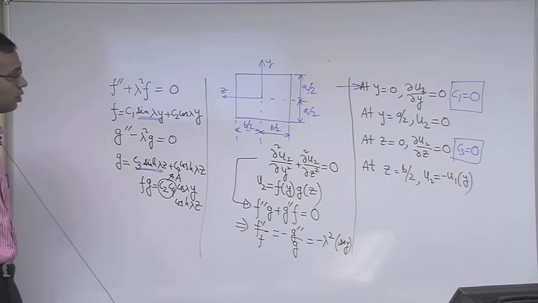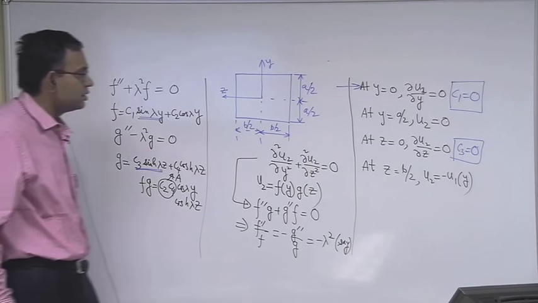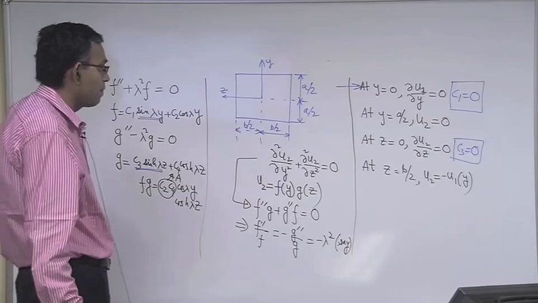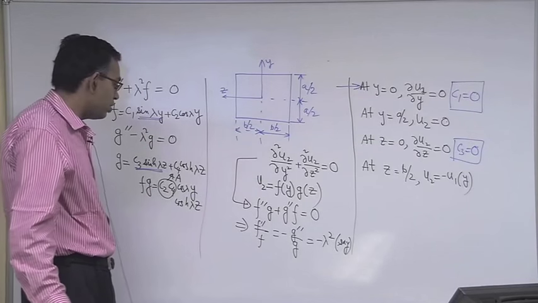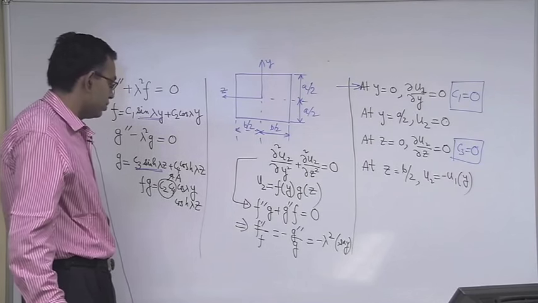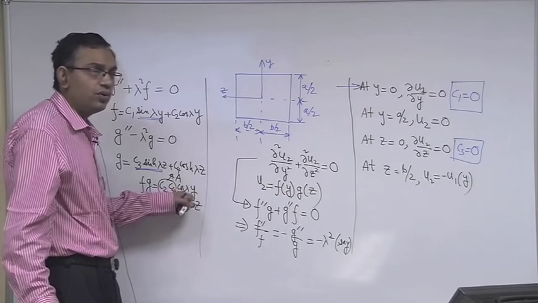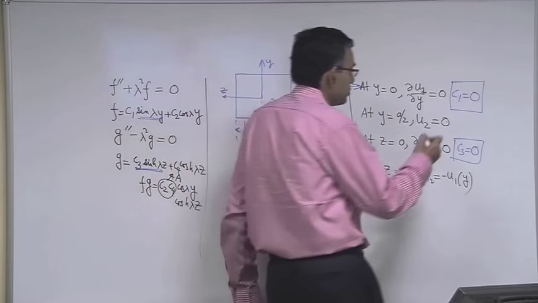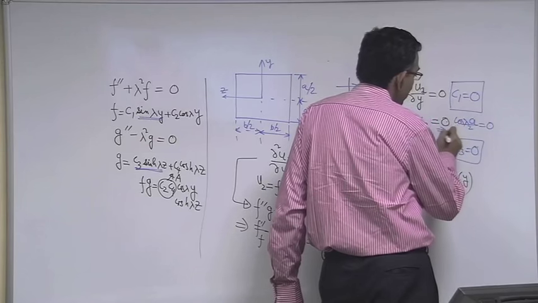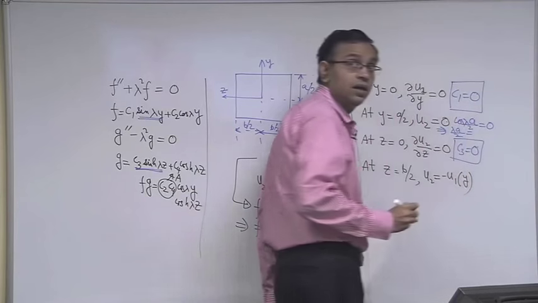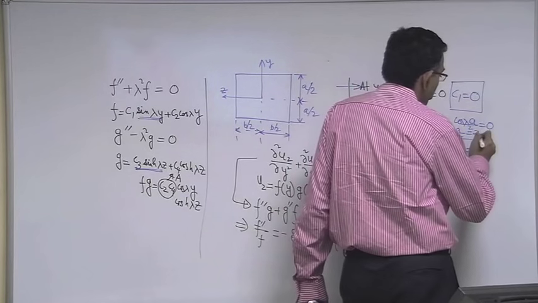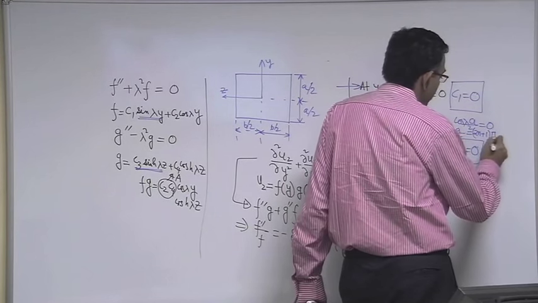Now, you have at y equal to a by 2, u 2 equal to 0. So, we apply the second boundary condition. At y equal to a by 2, u 2 equal to 0, that means cos lambda a by 2 is equal to 0. What does it mean? It means lambda a by 2 is equal to what? Odd multiple of pi by 2, 2n plus 1 pi by 2.